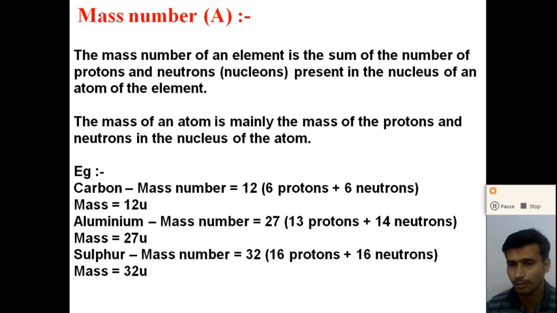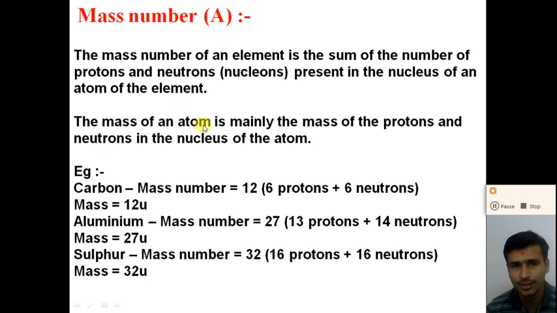So from the atomic number Z we get the number of protons, and from the mass number we get the number of protons and the number of neutrons. So from the mass number and the atomic number we can easily calculate the number of protons, number of electrons and the number of neutrons in the atom, right? So here the mass number is equal to the number of protons plus the number of neutrons, right? Mass number is represented by capital A.